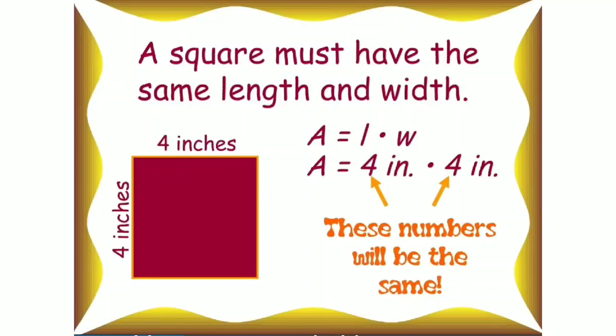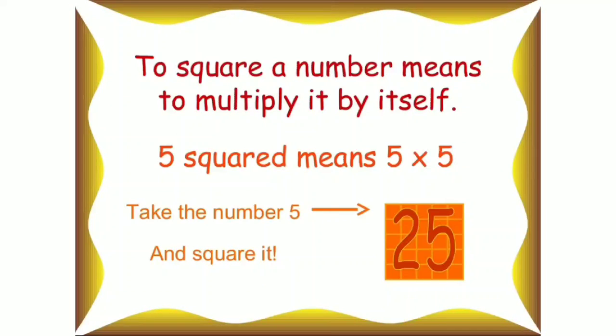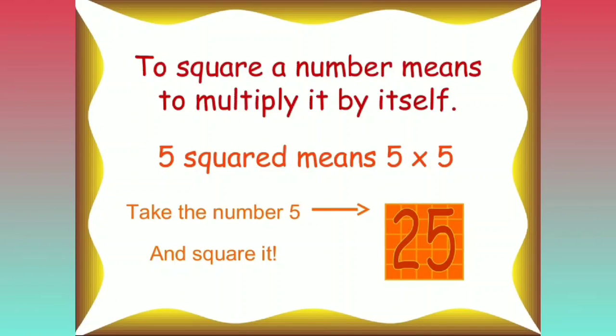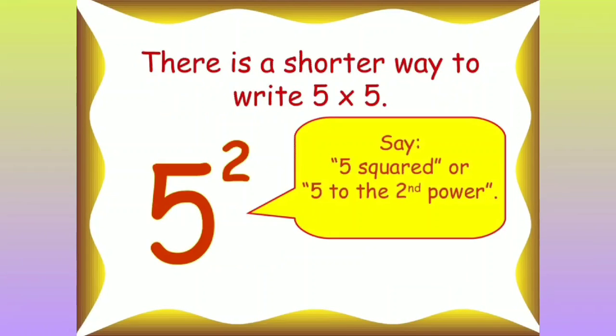But these numbers, 4 and 4, are the same. To square a number means to multiply it by itself. 5 squared means 5 into 5, and that is equal to 25. There is a shorter way to write 5 into 5. We can write 5 into 5 as 5 square.